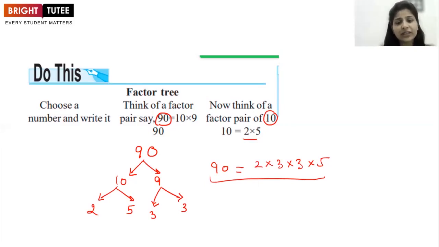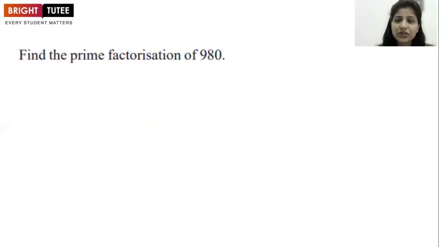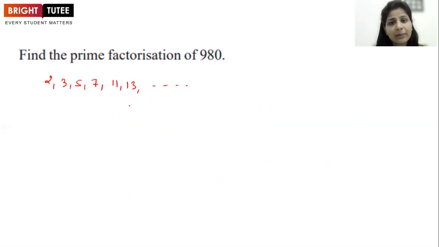Now we have one question here: we have to find the prime factorization of 980. How do we do it? First of all, the prime numbers start with 2. It is 2, 3, 5, 7, 11, 13 like this. We already have discussed prime numbers. What are prime numbers? The numbers which are divisible only by 1 and itself, the numbers having two factors only, the number itself and 1. Those are prime numbers.